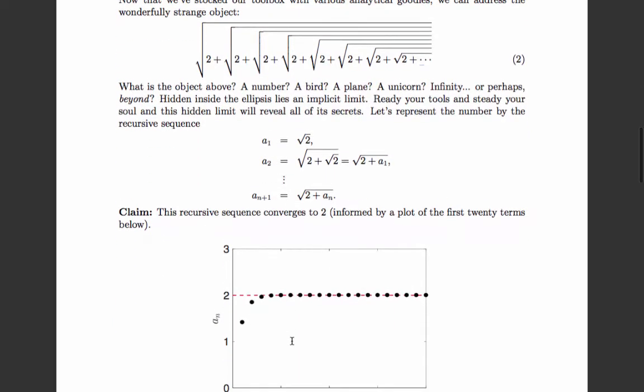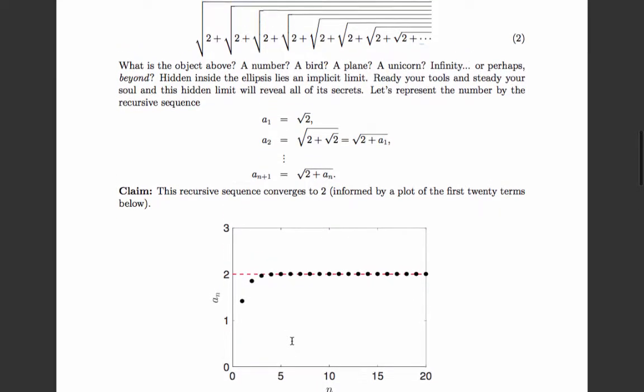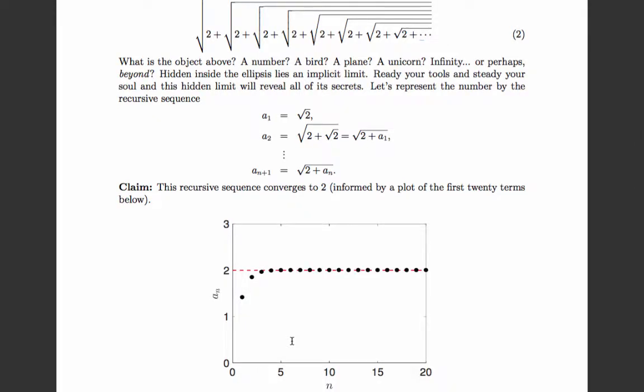Now, in order to build up a little bit of intuition about what this sequence might look like, I've taken the liberty of plotting the first 20 entries. So, of course, for n equals 1, we have the square root of 2. And for n equals 2, we have the square root of 2 plus the square root of 2 here. And, well, if we observe this plot, it appears that my sequence converges to 2. It also appears that my sequence is increasing.